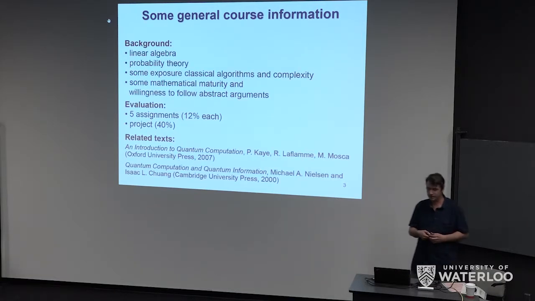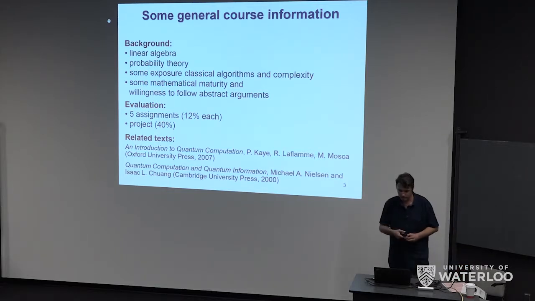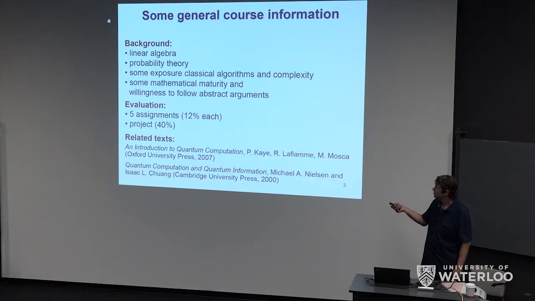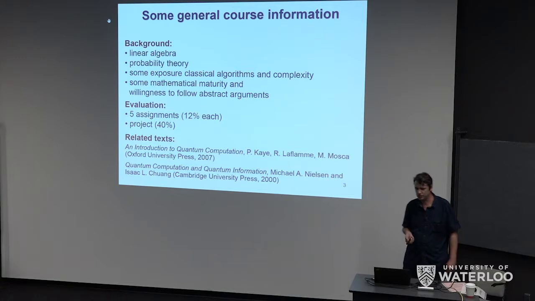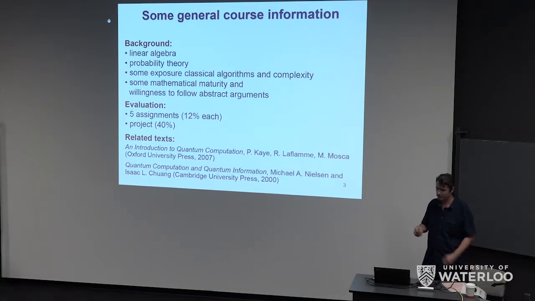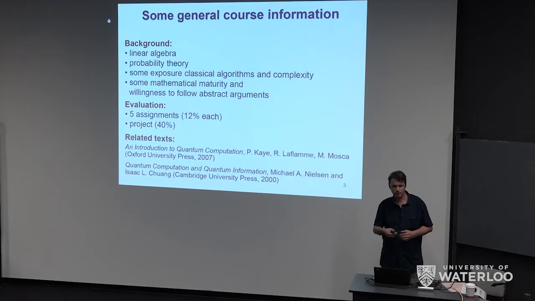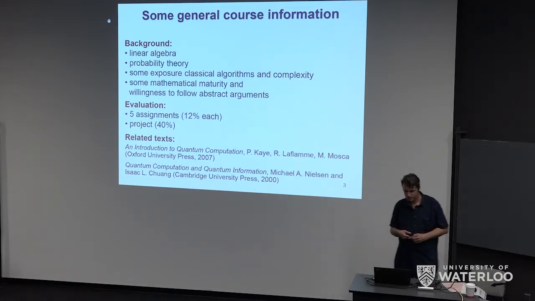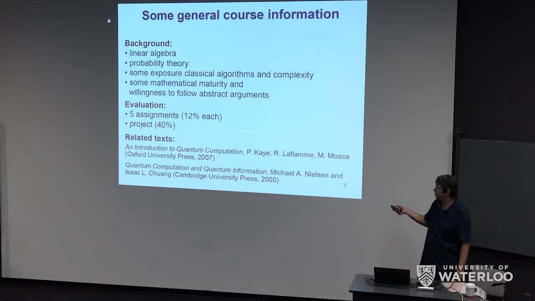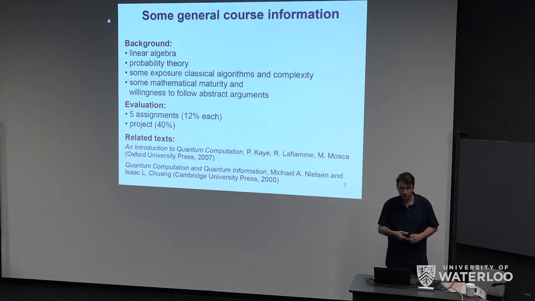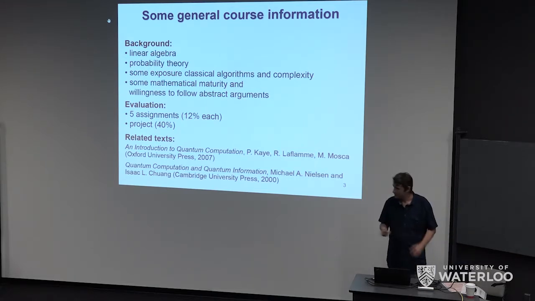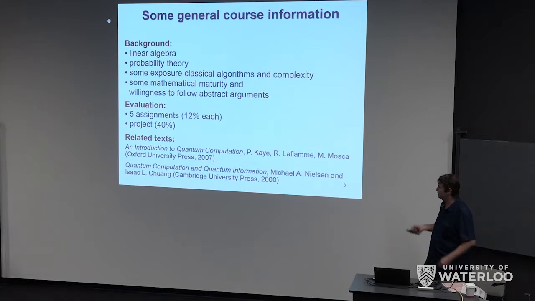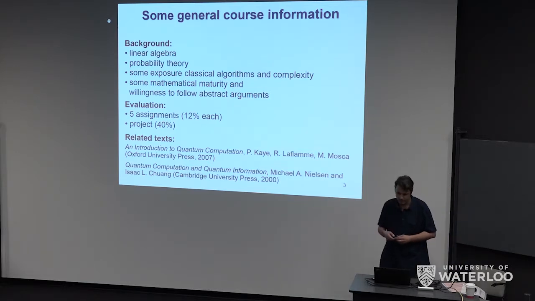So just some general course information. Roughly the background will consist of linear algebra, mostly over the complex numbers, so unitary and Hermitian matrices, some basic probability theory. And it's helpful but not really required to have some exposure to classical algorithms and complexity theory. And along with that comes some mathematical maturity and willingness to follow abstract arguments. So you'll be evaluated on 5 assignments worth 12% each, so that's 60% of the grade. And 40% of the grade will be a project consisting of a paper written by the end of the term. And here's some recommended text. It's not required, but you may find them helpful.